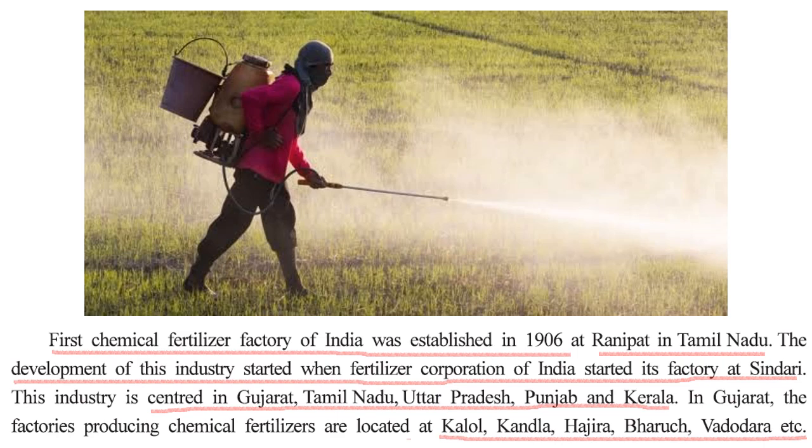This industry is basically centered in the states like Gujarat, Tamil Nadu, Uttar Pradesh, Punjab and Kerala. In Gujarat, the main factories of chemical fertilizers are located at Kalol, Kandala, Hazira, Bharuch, Vadodara, etc. cities. Usually these are the cities with the maximum pollution in Gujarat.